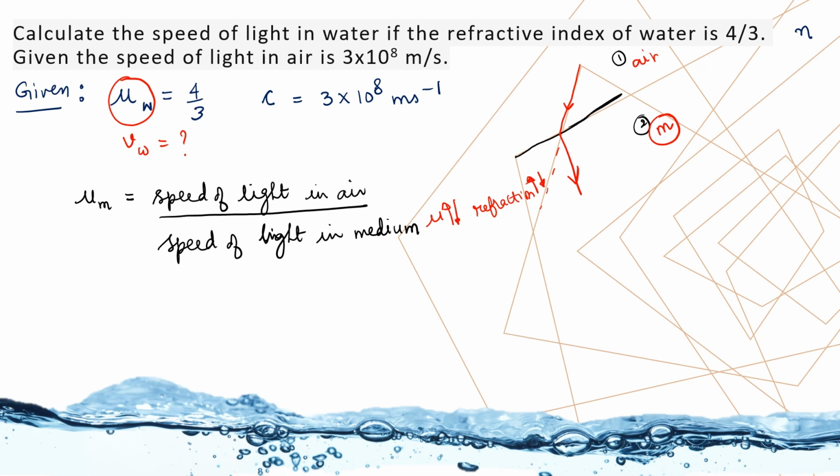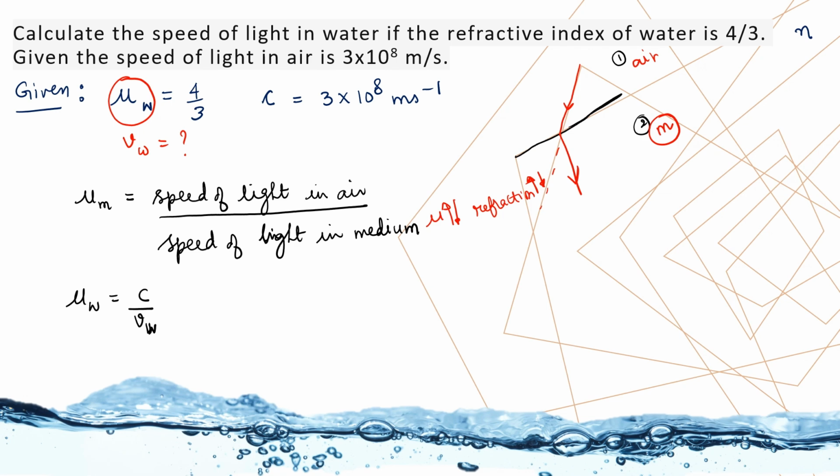This is also called absolute refractive index. We'll come to that later. So mu m, in this case, will be mu water. The speed of light in air is denoted by C, and the speed of light in water we write as V W. This ratio, C by V W, is called the refractive index for water.